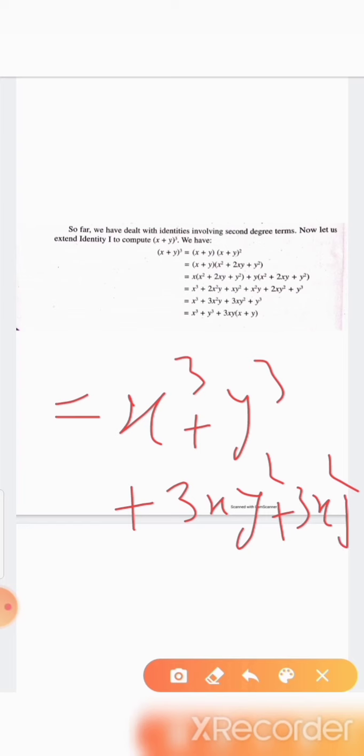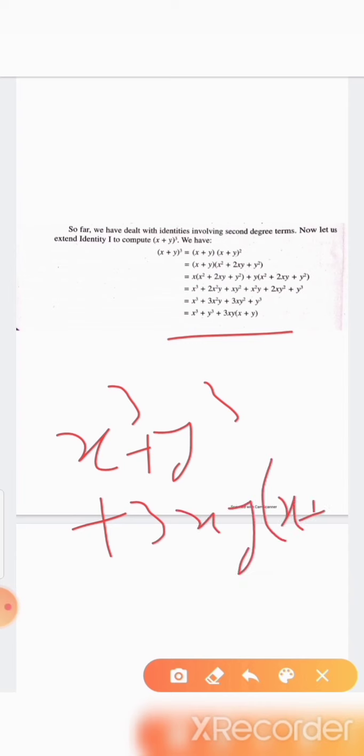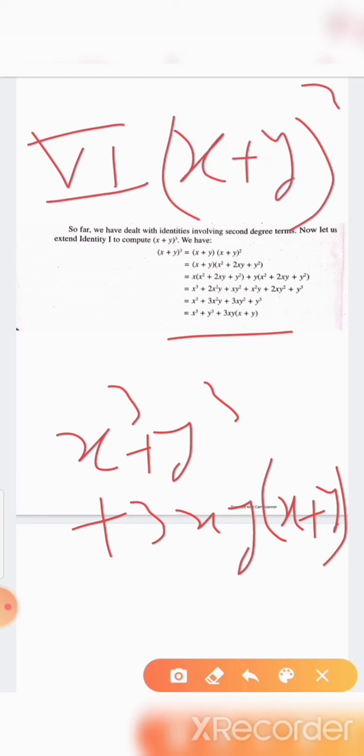Now arranging the terms from higher to lower, we get x cube plus y cube, one variable each, and then two variables, 3xy square plus 3x square y. In these two terms we take 3 common, and x and y, we get x plus y. So we write the term as x cube plus y cube plus 3xy in the bracket x plus y. So it is our identity number 6: x plus y whole cube is expanded as x cube plus y cube plus 3xy times x plus y.